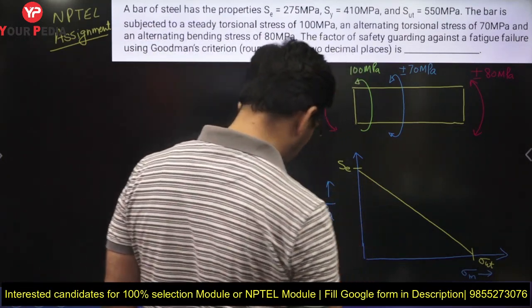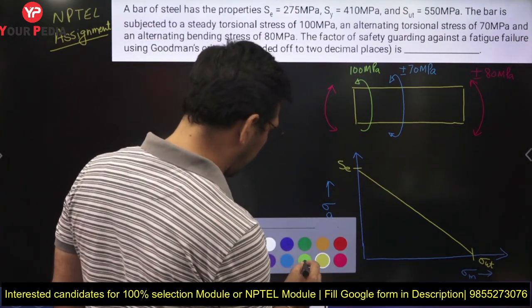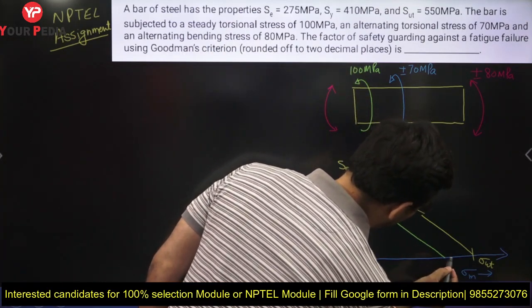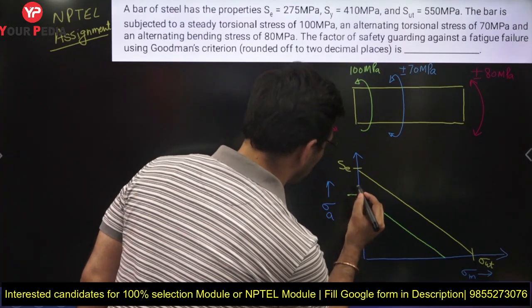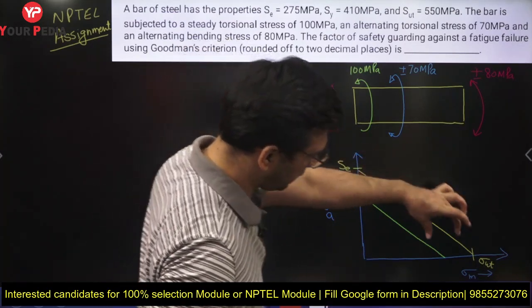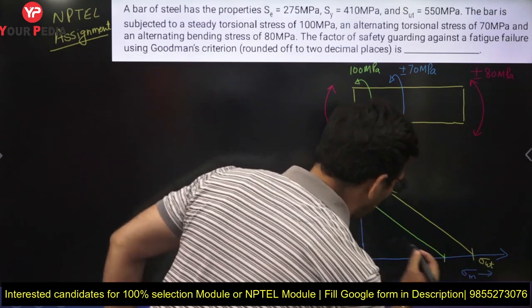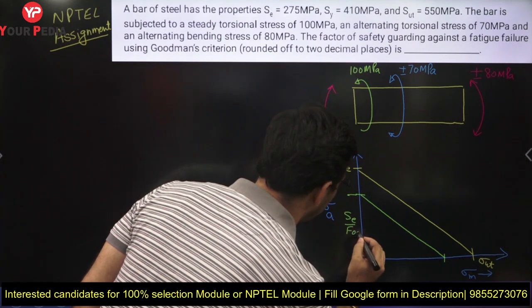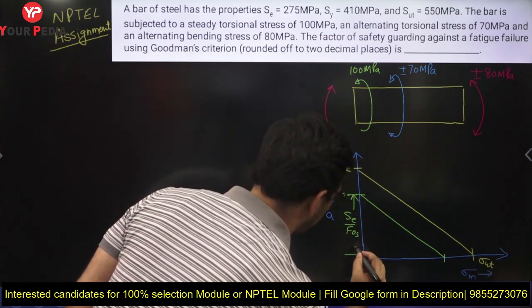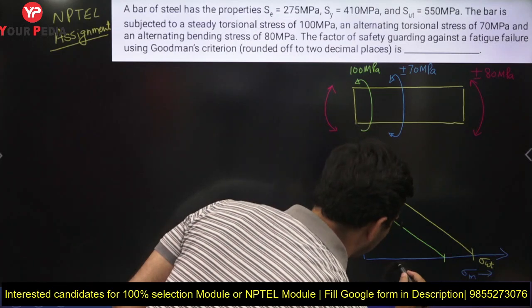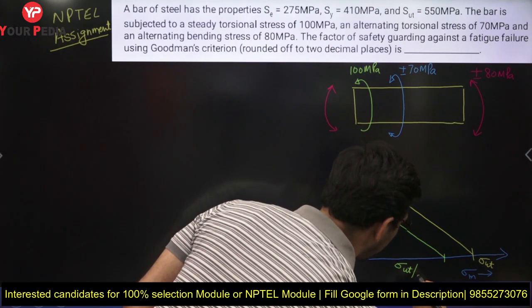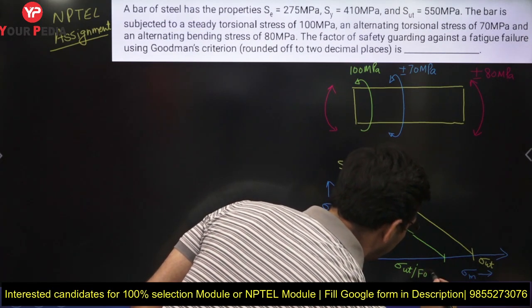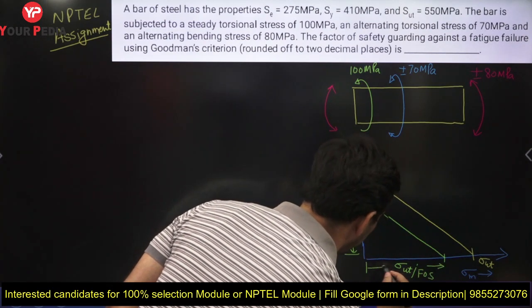If I give the same factor of safety on both sides, then I can have the situation like, let us say, after having the same factor of safety. Then this point and this point become how much? This becomes SE divided by factor of safety. Since I am applying the same factor of safety over here, this becomes sigma ultimate divided by the same factor of safety which I am applying. So this value becomes this much.